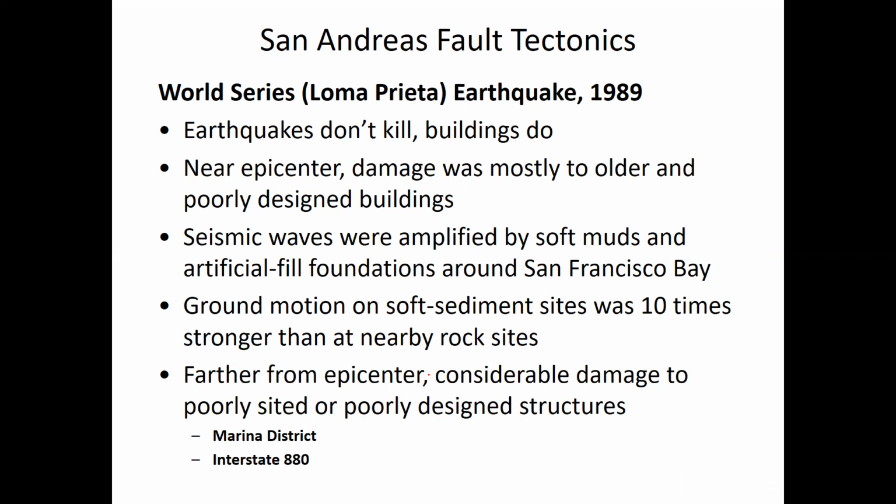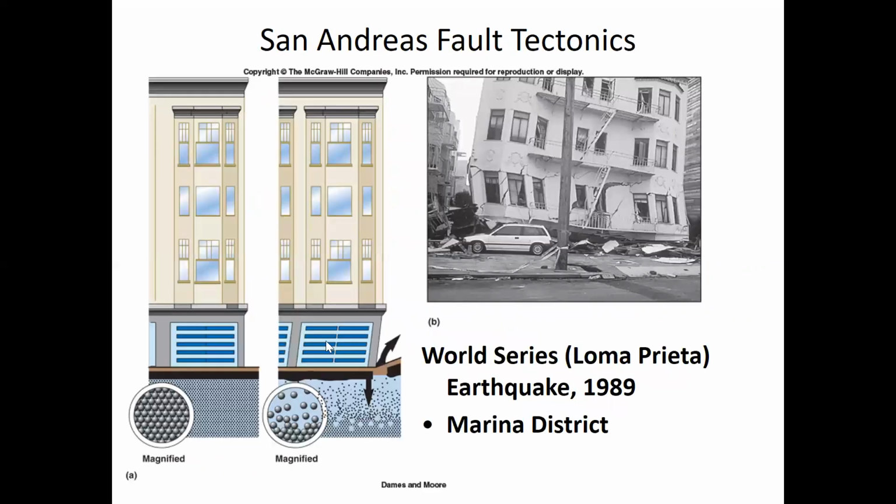So once again, this earthquake is an example of how earthquakes don't kill, buildings do. Near the epicenter, the damage was mostly due to older, poorly designed buildings. The seismic waves were amplified by the soft muds and artificial fill foundations around the San Francisco Bay. So the ground motion on the soft sediment sites was 10 times stronger than that in the nearby rocks. And then further from the epicenter, considerable damage was done to poorly sited and poorly designed structures, mainly the Marina District and Interstate 880.